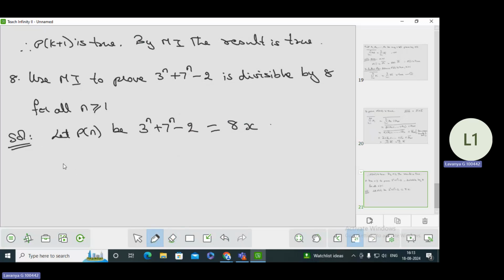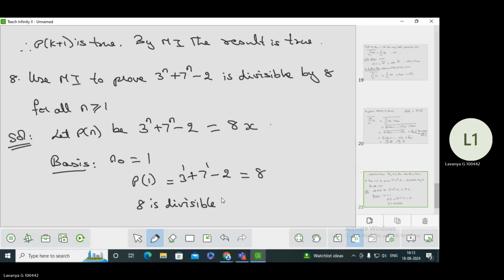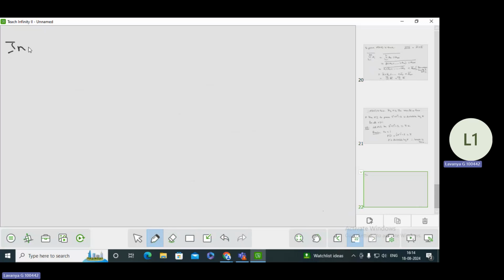Now I need to go to the basis step. What do I have to do in the basis step? I have to choose my n naught, the minimum value, that is 1. What do I know about P of 1? It is 3 power 1 plus 7 power 1 minus 2, the value is 8, and 8 is divisible by 8. Therefore, our basis is true. Next, the inductive step.